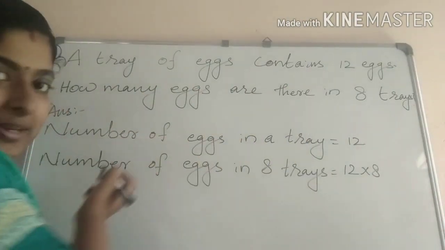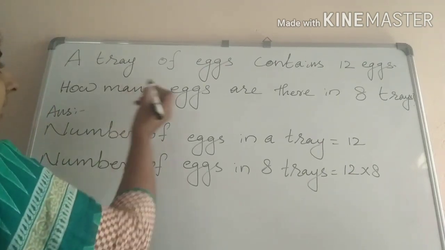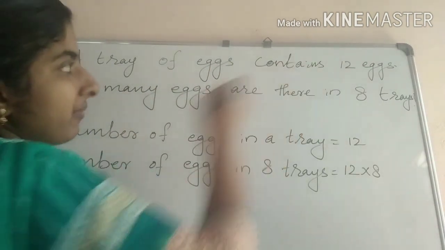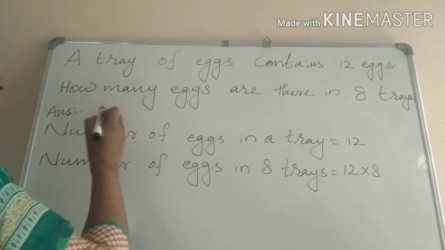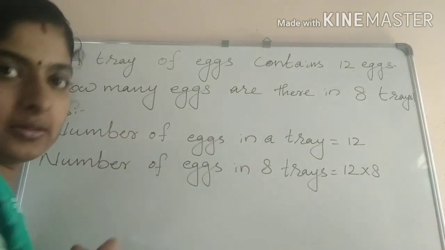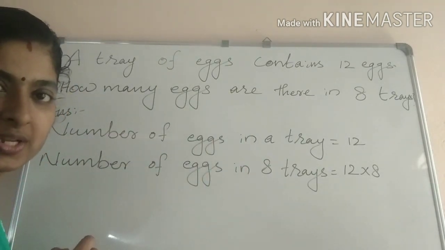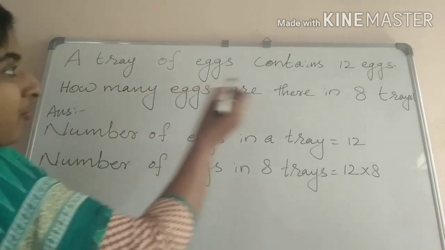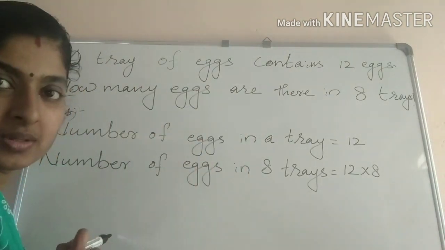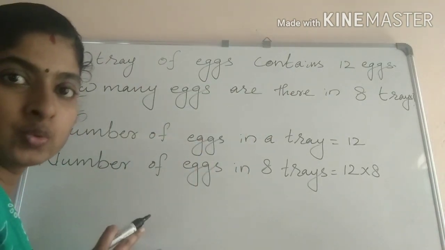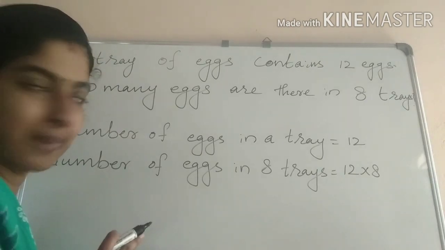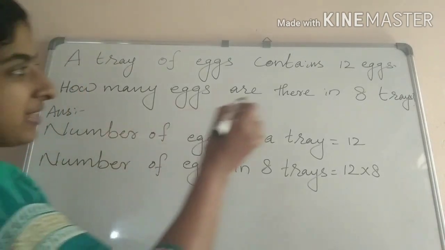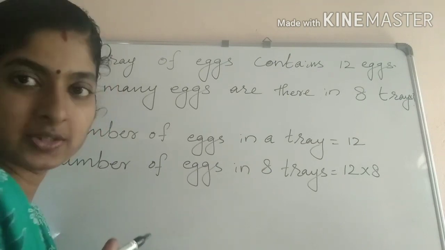So the next question. A tray of eggs contains 12 eggs. Then how many eggs are there in 8 trays? What's the meaning of this question? A tray of eggs contains 12 eggs. That means how many eggs in a tray? 12 eggs in a tray. Then how many eggs are there in 8 trays?